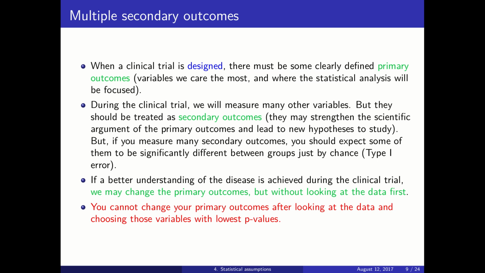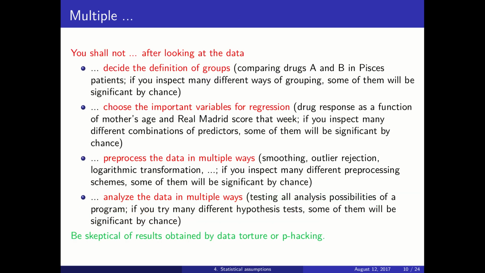The p-value is rather unstable. It is helpful, I don't mean it is completely useless, but it is unstable. So taking decisions based on the p-values alone is not really a good decision. So after looking at the data, you shouldn't decide the definition of the groups.